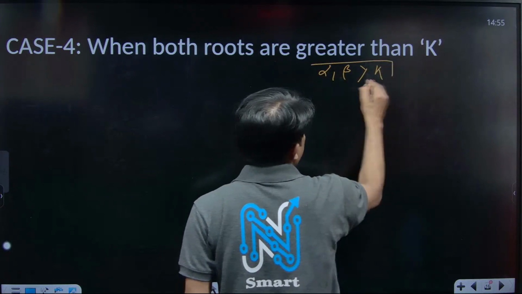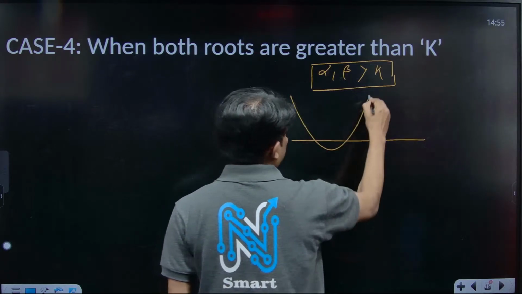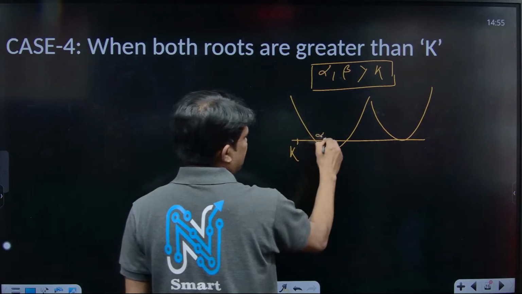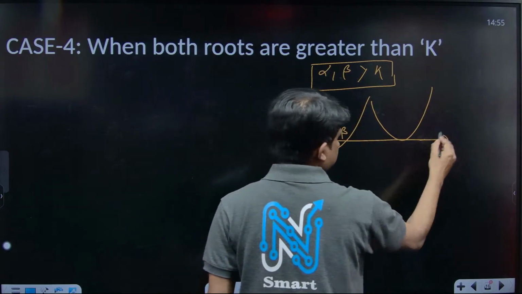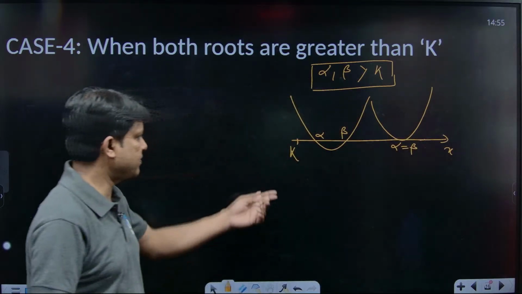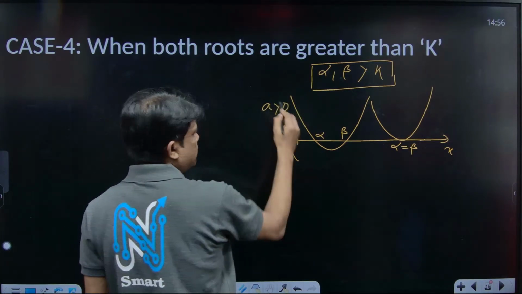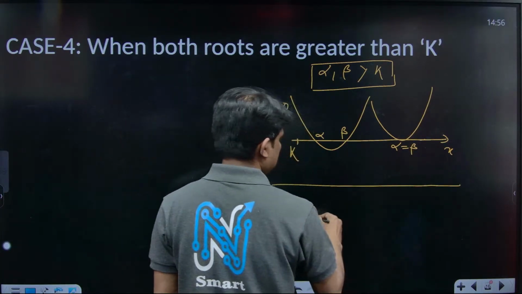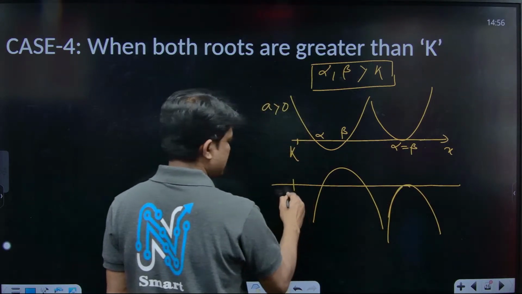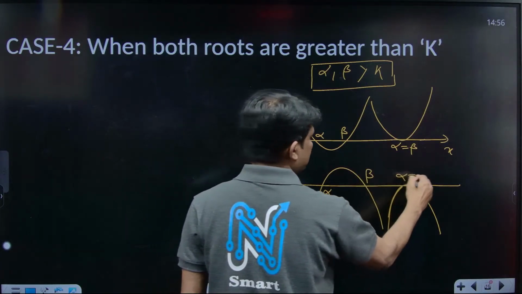Both roots, that means when k is given, equal real roots can occur. This is k, and alpha, beta, after that the parabola intersects the real axis. When equal real roots, the vertex abscissa must be greater than k, and the discriminant greater than or equal to 0. For this condition, either a is positive or a is negative. This is k, this is alpha, this is beta, both roots are equal.